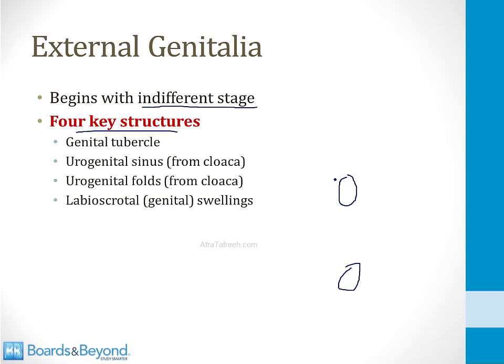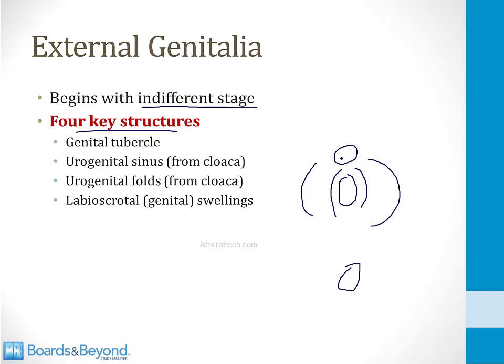Around the urogenital sinus, there are folds of tissue called the urogenital folds that also come from the cloaca. Above the sinus, there's a small nodule of tissue, which is called the genital tubercle, and then surrounding the urogenital folds, there are swellings called labiosacral or genital swellings.